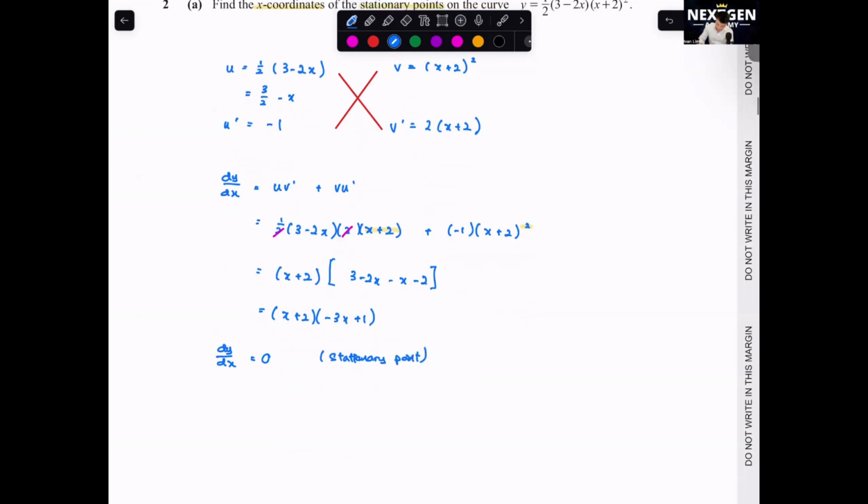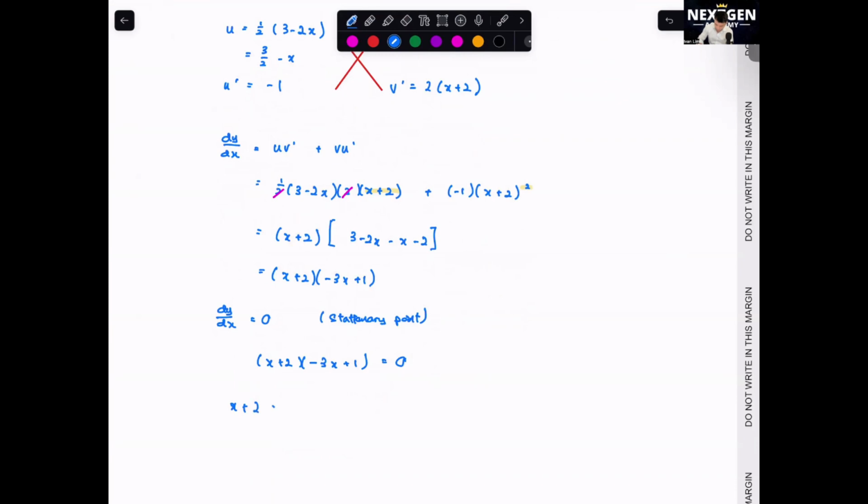Okay, how to solve this? x plus 2, minus 3x plus 1, this one is equals to 0. Already in factorized form, so x plus 2 equals to 0, minus 3x plus 1 equals to 0. x is equals to negative 2, minus 3x equals to minus 1, x equals to 1 over 3.